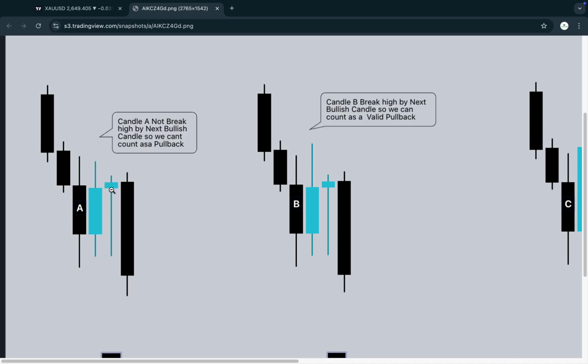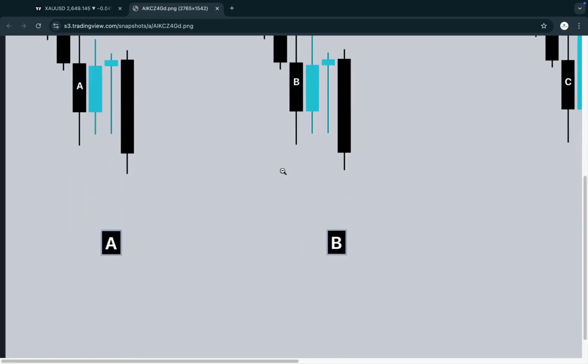Again, what happened is the next bullish candle is trying to go higher but is not able to break the previous A candle high, because this candle's high and low are still protected. If this is protected, we can't mark it as a valid pullback. So this is an invalid pullback. And the same thing is applicable in diagram B.